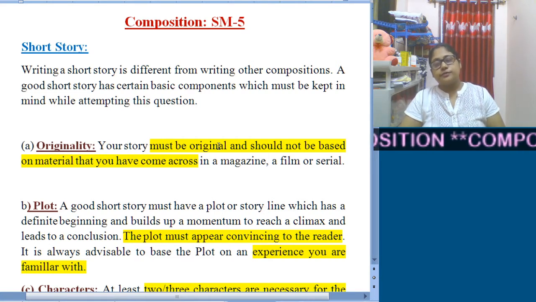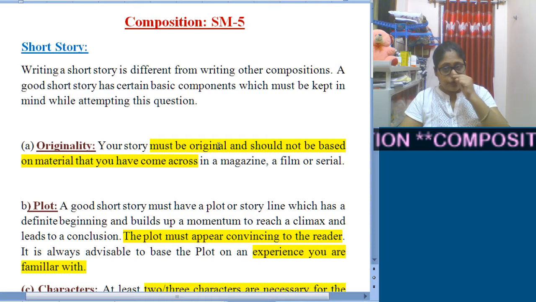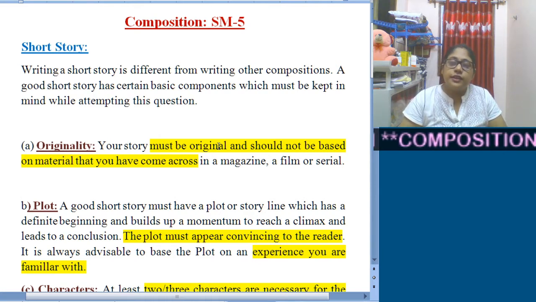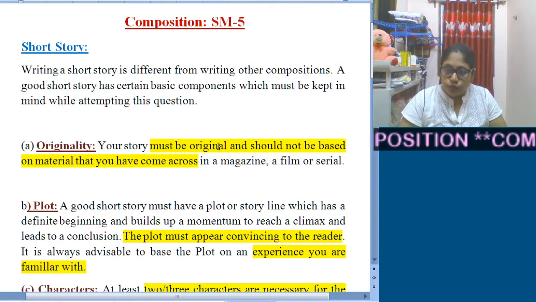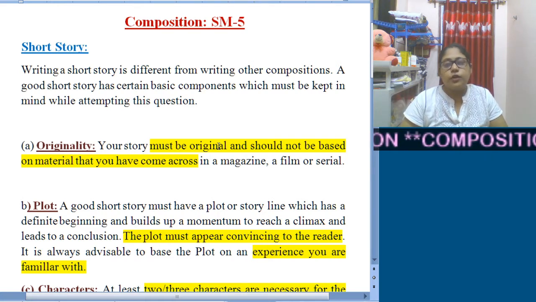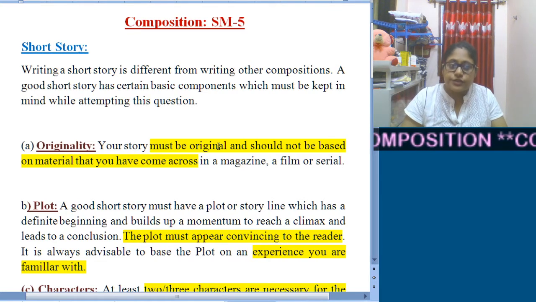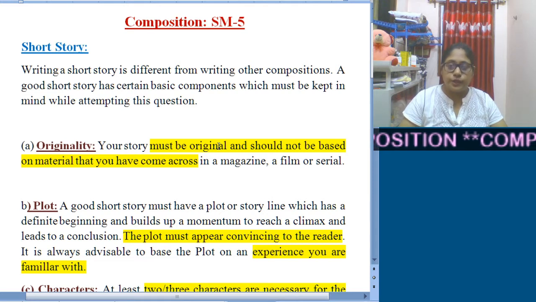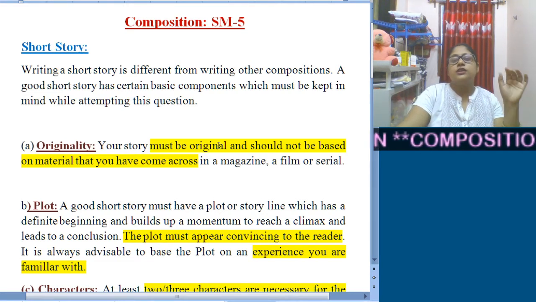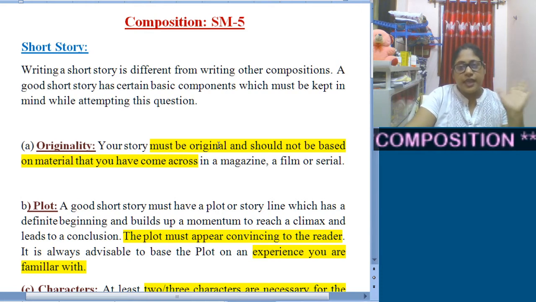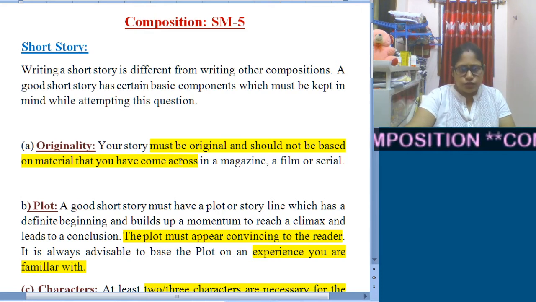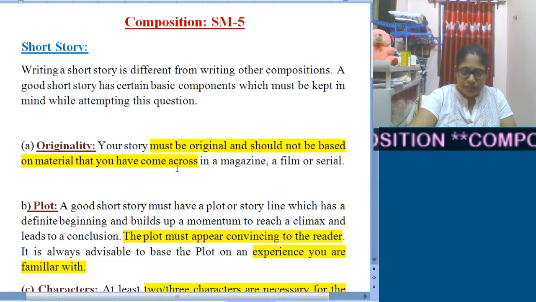Now, the first comes originality. The story must be entirely your own, means you cannot copy from a book, from a novel, or from a magazine, or from a film or serial or anywhere. Means you have to create your own story. You cannot copy it from anywhere. So the story must have originality.